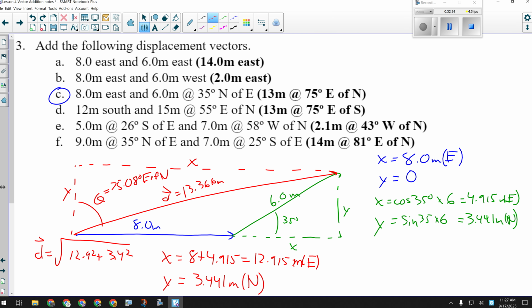How many significant digits can my answer have? 2, because that's all I was given, right? 2, 2, and 2. So my answer would end up being 13 meters at 75 degrees east of north, or 15 degrees north of east, depending on how you drew it.